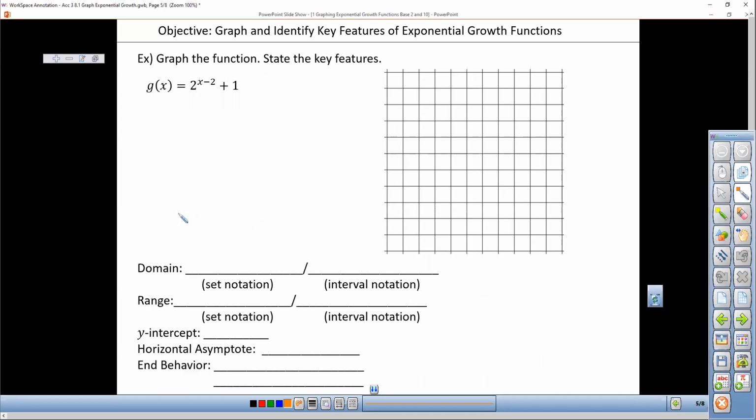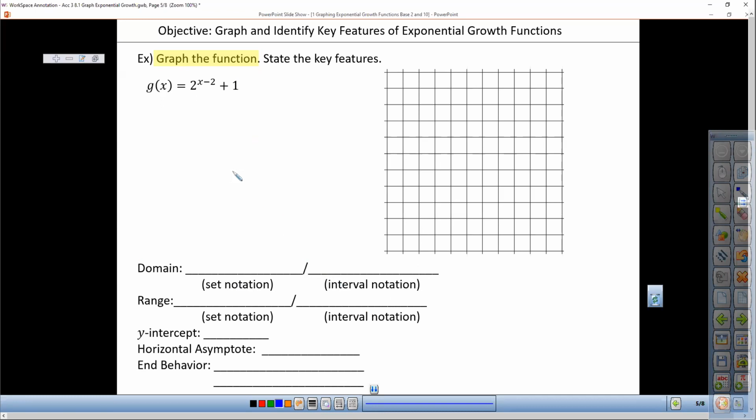All right, so let's take a look at this first problem here. Notice we want to graph the function. We also want to state some of the key features. We're going to talk about some of the key features before we graph. It is possible to actually do all of these key features without doing a graph, but it takes some experience and understanding of the function itself to be able to do all of them easily.